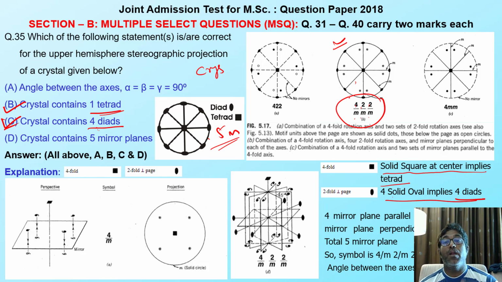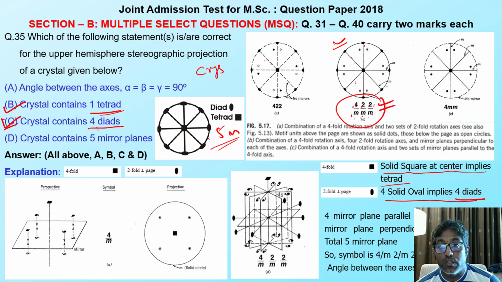That you have to remember, or when you read very quickly or very thoroughly, then you understand how to write the formula based on all these options: 1 tetrad, 4 diad, and 5 mirror planes. So you came to know the combination would be 4 by m, 2 by m, 2 by m. This type of arrangement has what we call a dotted line. The solid line implies a mirror plane, whereas the dotted line does not imply a mirror plane.